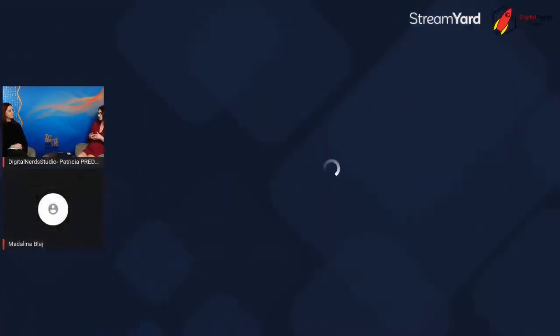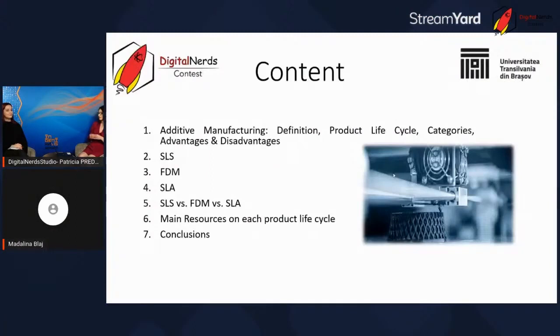Hi, everyone. My name is Blaj Madalina, and as Patricia introduced me, today I want to present you some information regarding the resource efficiency based on the usage of additive manufacturing techniques in the aerospace industry. Okay, and regarding this topic, I want to give some information about additive manufacturing. What is it? Where are we going to use it? Also, something about the product life cycle, also categories, and also advantages and disadvantages.